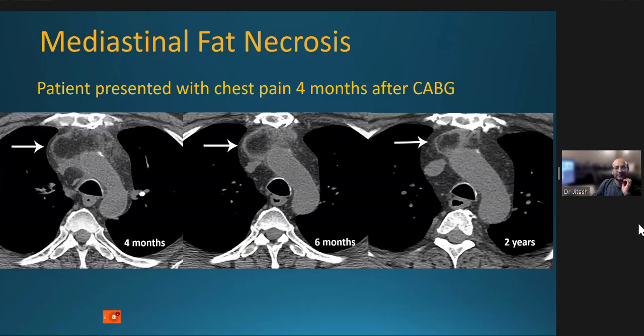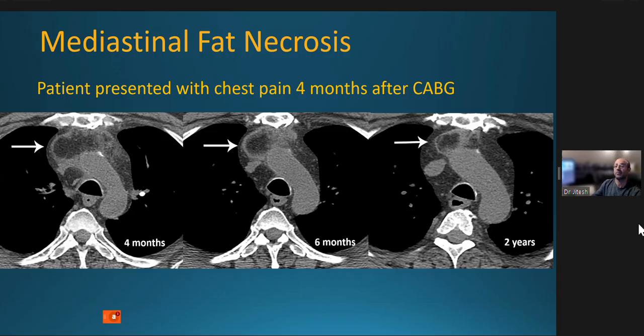This was an interesting case. This patient presented with chest pain 4 months after CABG, and there was nothing in the mediastinum before the surgery. When we looked at the CT on this patient, we saw a fat-containing lesion which has soft tissue at the periphery, and there is a little bit of soft tissue interspersed within this fat-containing lesion. The patient presentation was chest pain. So we thought this could be a fat necrosis.